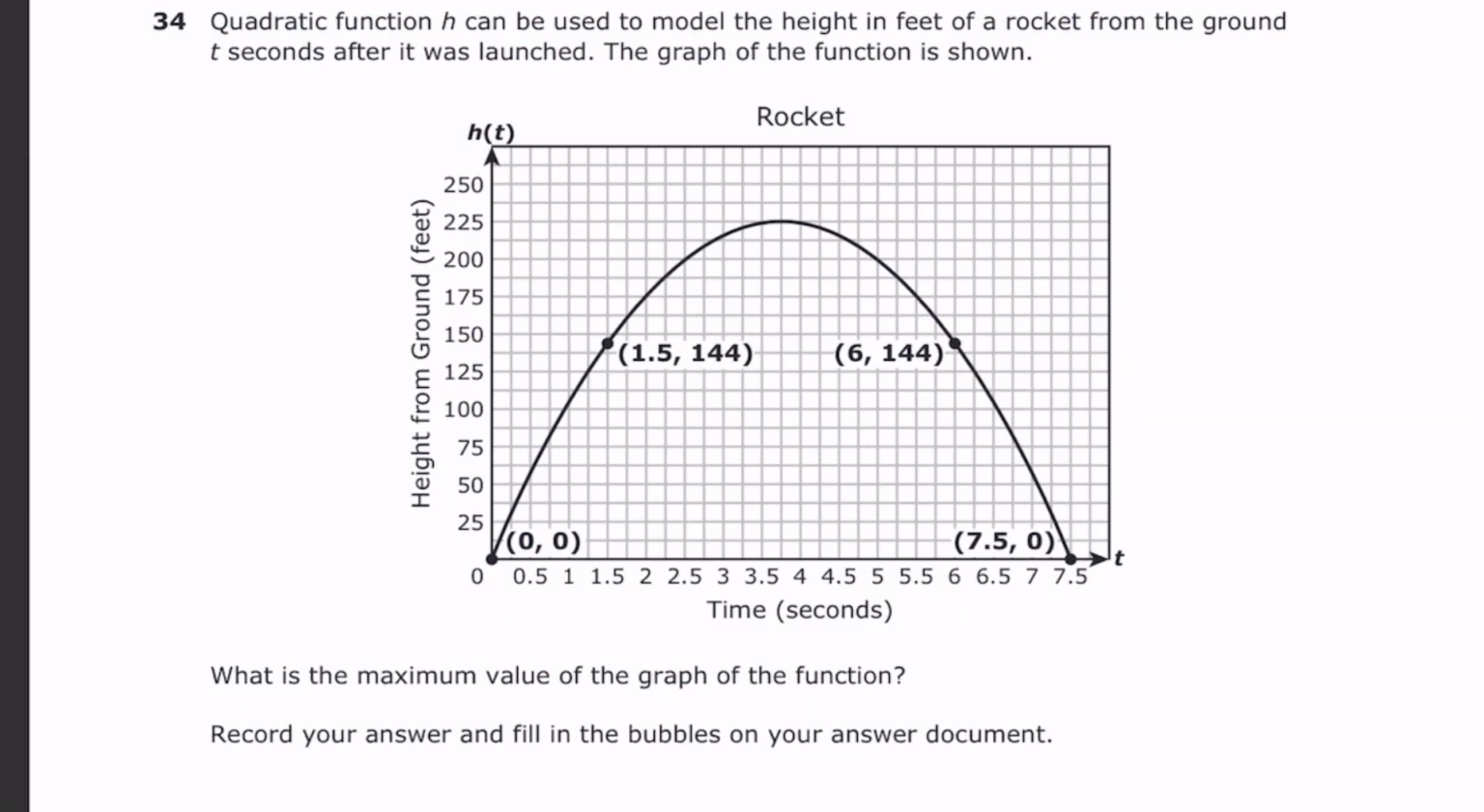Fourth problem. In the 34th problem, a quadratic function h can be used to model the height in feet of a rocket from the ground t seconds after it was launched. The graph of the function is shown. So what is the maximum value of the graph of the function? This is the maximum value of the graph of the function, which is 225. He's asking for the maximum value, so the maximum height. Therefore 225 is the maximum value. You can check the vertex wherever it is. This is a single point, the maximum height it can reach in so many seconds. This is the number of seconds here.